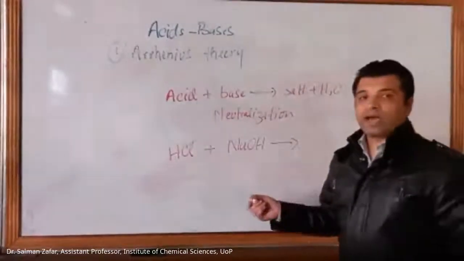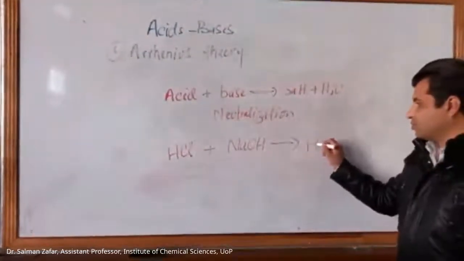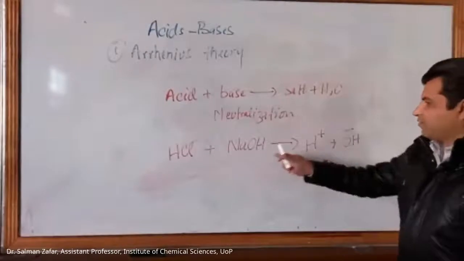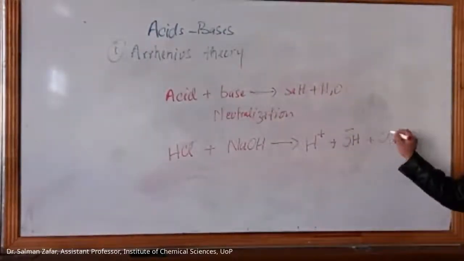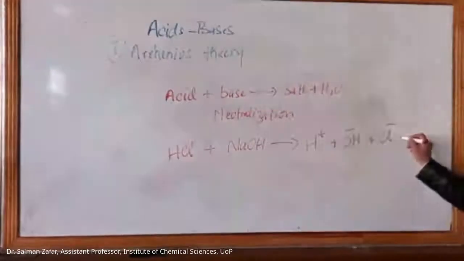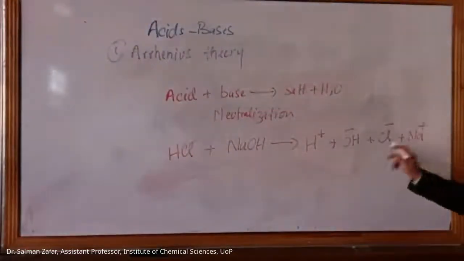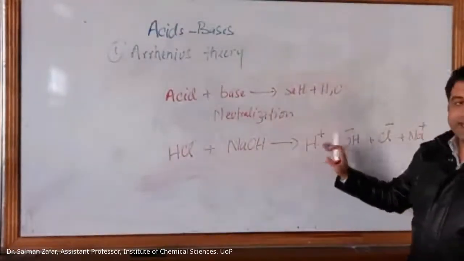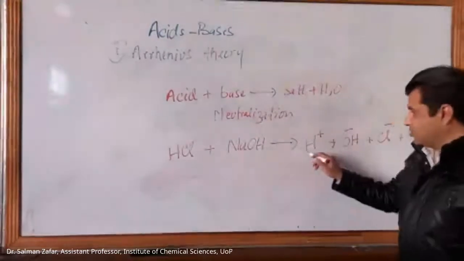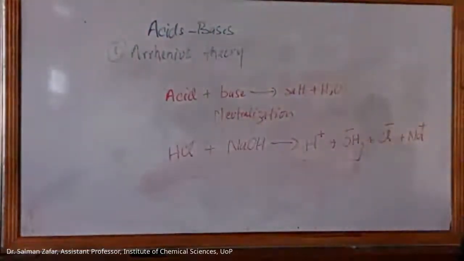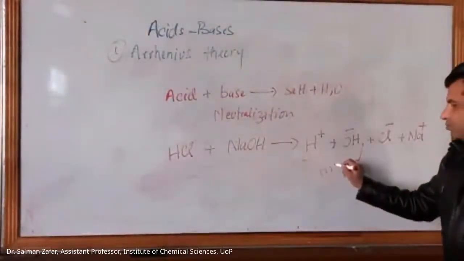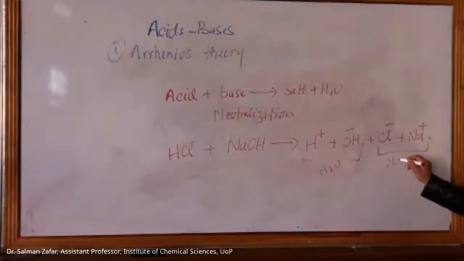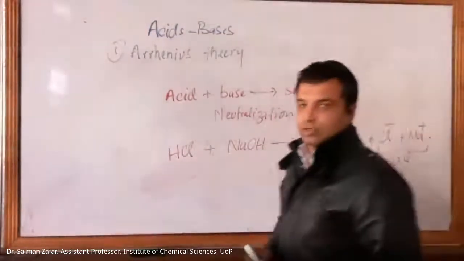So let's see what are the ions that we have as a result. So we have H plus, we have the hydroxyl ion from here, we have the chloride ion from here, and we have the sodium ion from here. Now what happens is that this cation can attract an anion. So H plus combines with the hydroxyl ion to form water, and chloride ion combines with sodium ion to form sodium chloride, which is a salt.